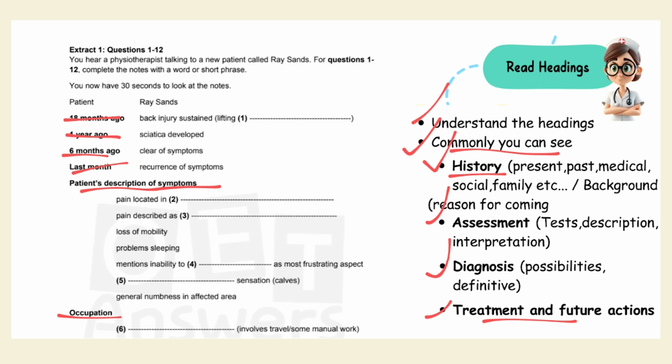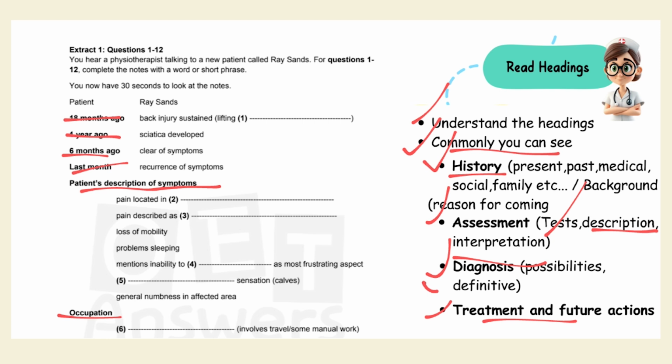Coming to the assessment: test, description, interpretation. Assessment means how we are assessing the patient and what we found based on the assessment. So all the tests, blood test, USG, and X-ray will come, along with their description and what the result is. Interpretation means the result only, right? Coming to the diagnosis: the possibilities, either a suspected diagnosis or a definitive, accurate diagnosis, whatever you can find out.